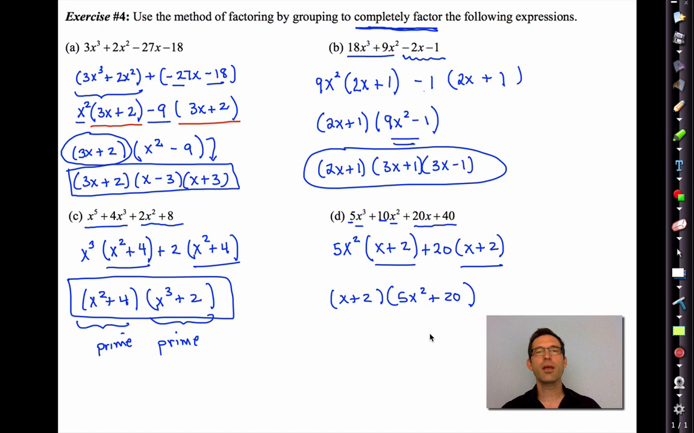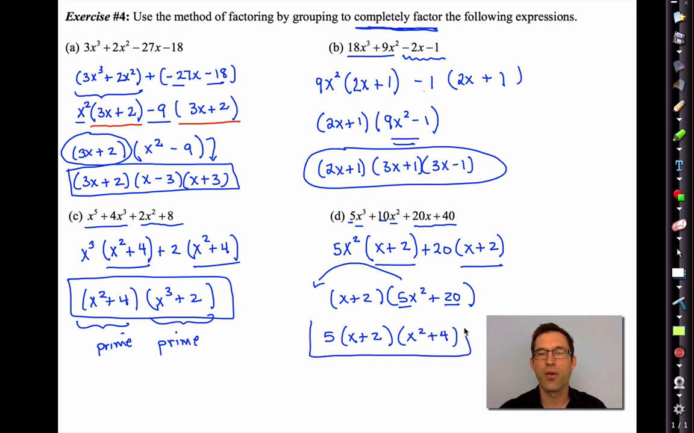Now, is there anything else I can factor there? Did you stop there? Maybe. But I can actually pull a 5 out of this. Now, if we've got a numerical GCF, it tends to be written down first. So I'm just pulling that 5 all the way out here. And then I'd have x squared plus 4. Again, everything there now is prime. No way to factor any of that.